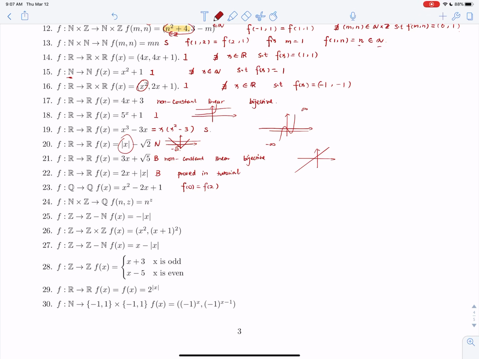Is this bijective? Let's see. No, because it never mapped to negative numbers, so there doesn't exist x in the rationals such that f of x equals, let's say, minus 10. Okay, so this is neither.